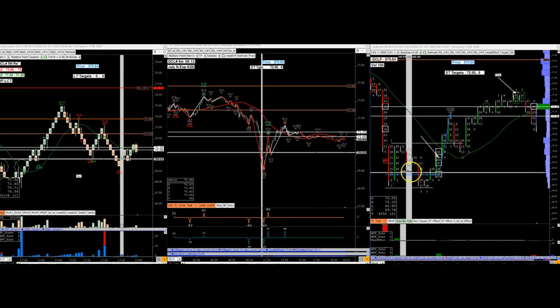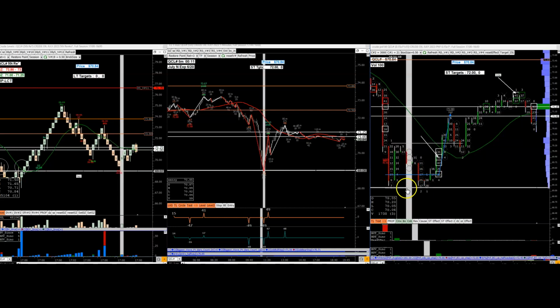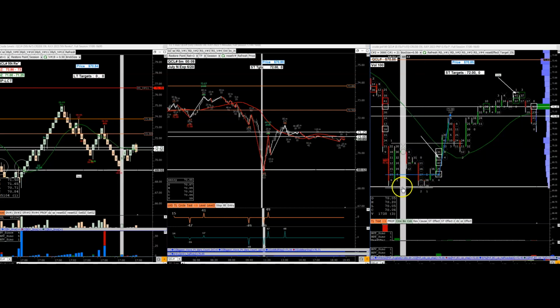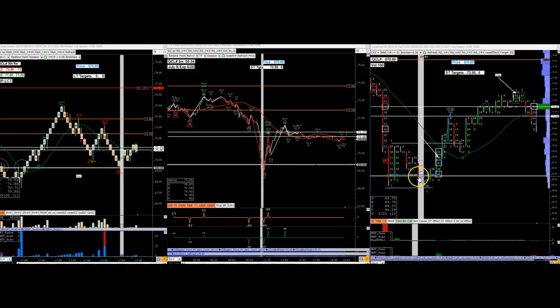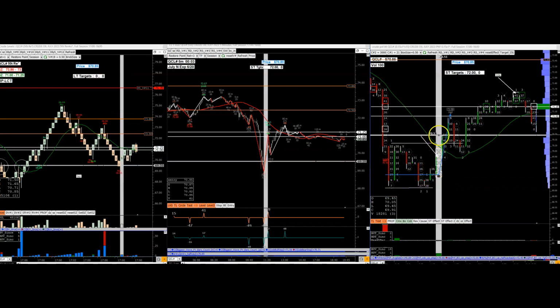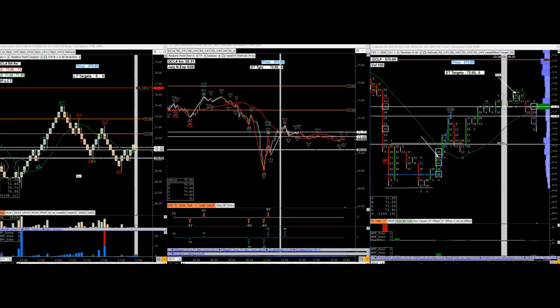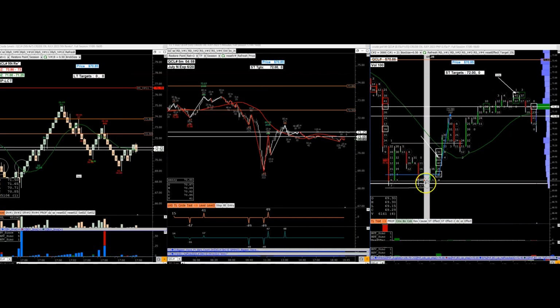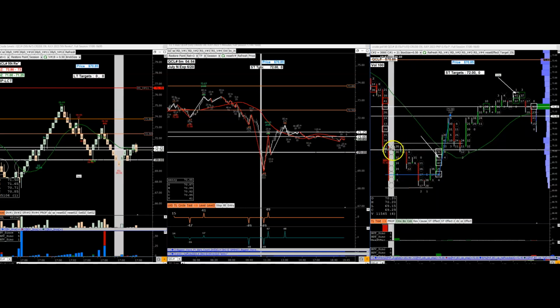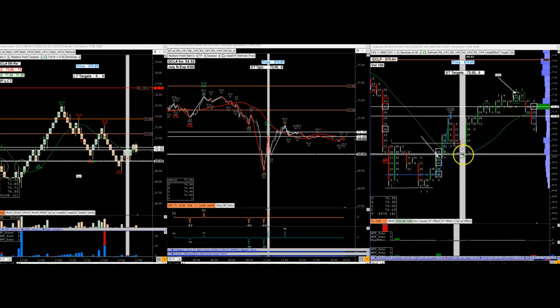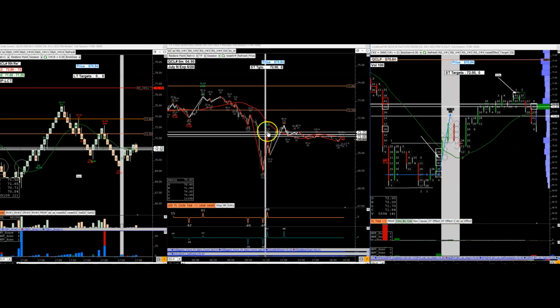Now it needs to pull back and test. It needs to hold. Yes, it can do a spring, but typically you want it to hold, build the base, a nice line of support, and then break. So this is how crude reversed. I even gave a change of behavior over here.